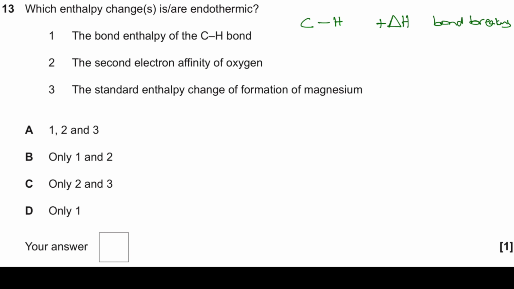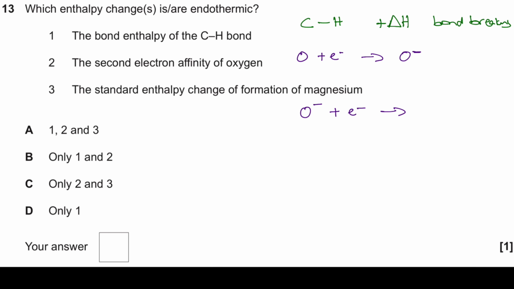Number 2, the second electron affinity of oxygen. Electron affinity is the energy required to add electron to an element. If you have oxygen, you're adding an electron. That's the first electron affinity. That would be O minus. And now to add another electron, O minus plus e minus. So this is now the second electron affinity.